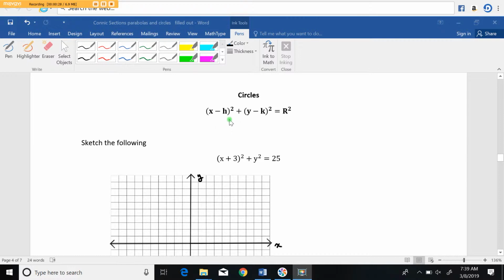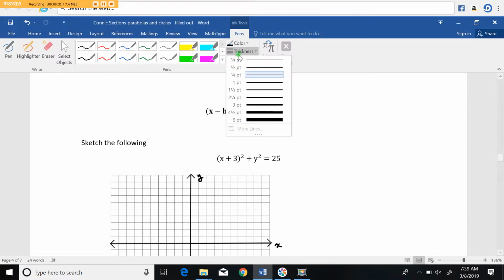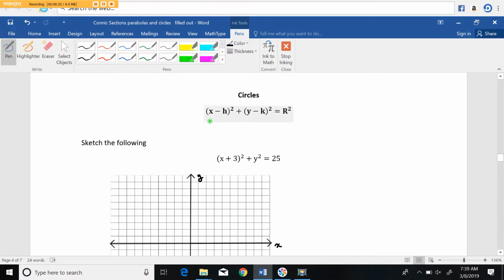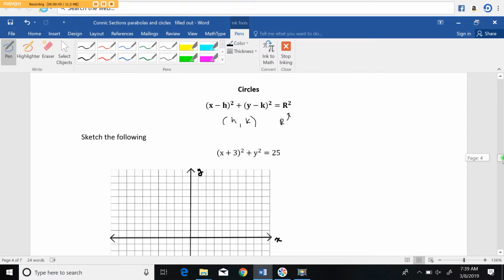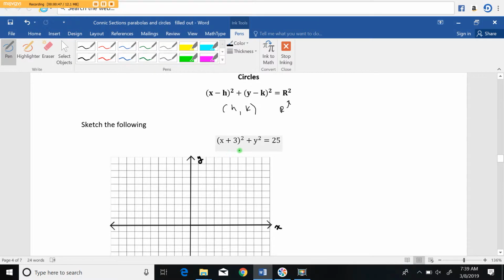The important thing here is that once you have a circle written in this form equation-wise, the center of the circle is at the point (h, k), and the radius is equal to r. You get it from that. So here we have an equation. That's the equation of a circle.